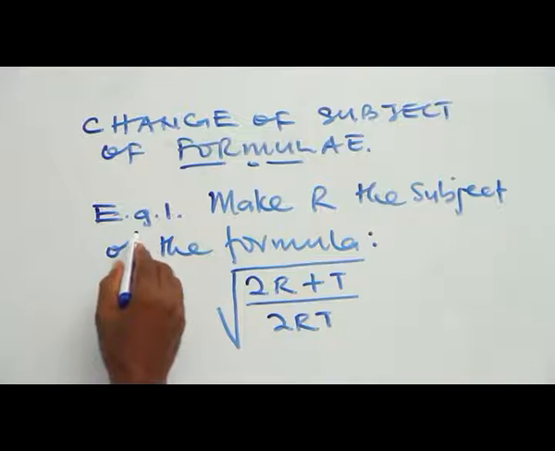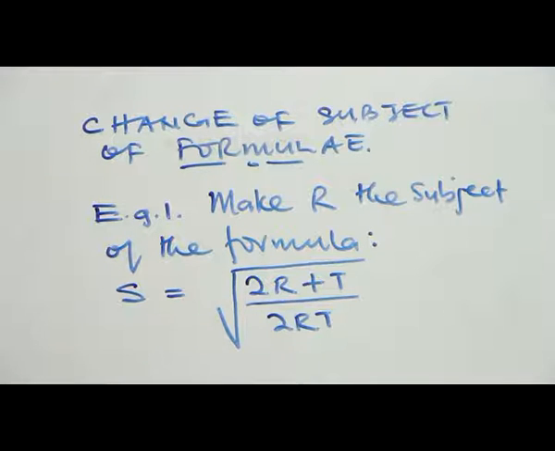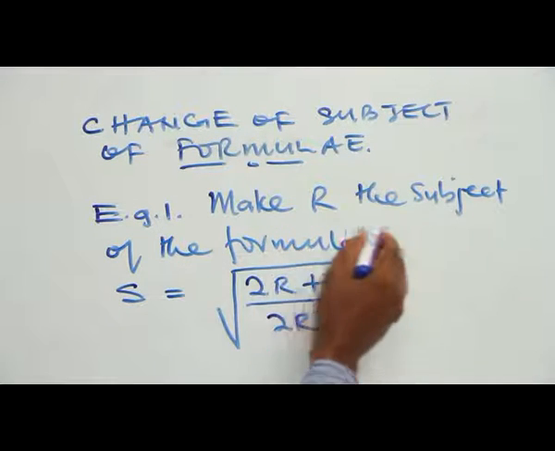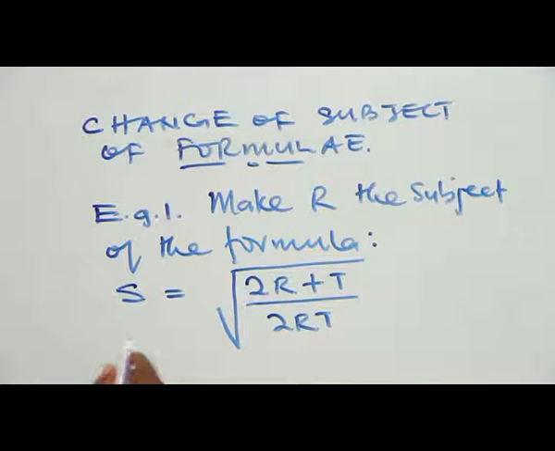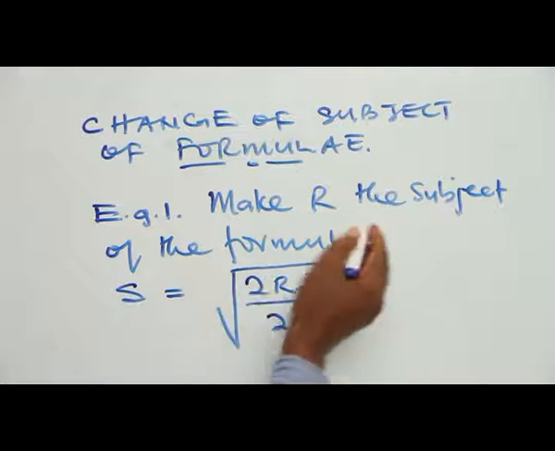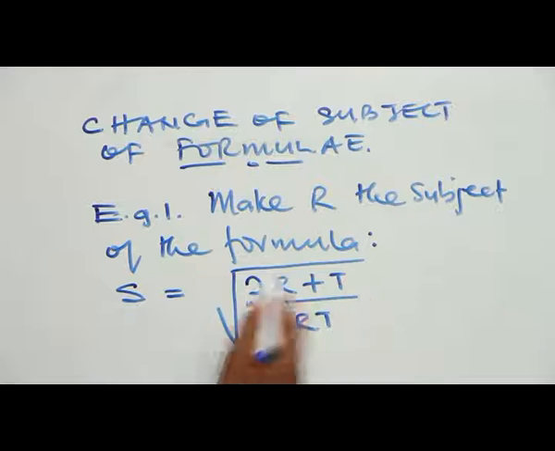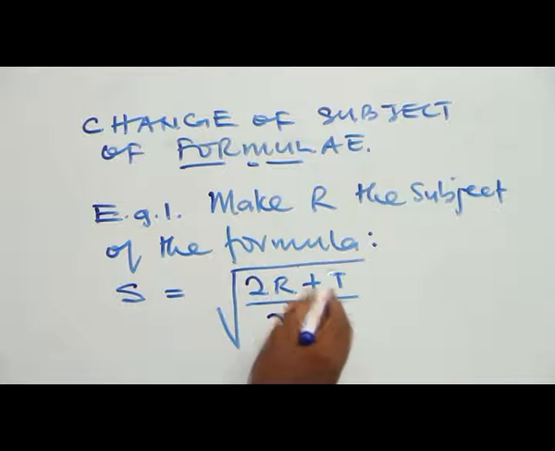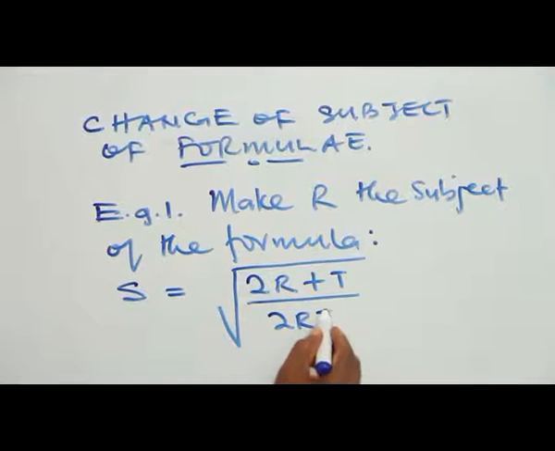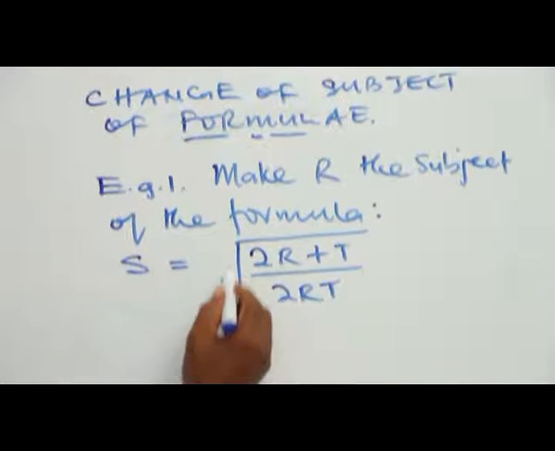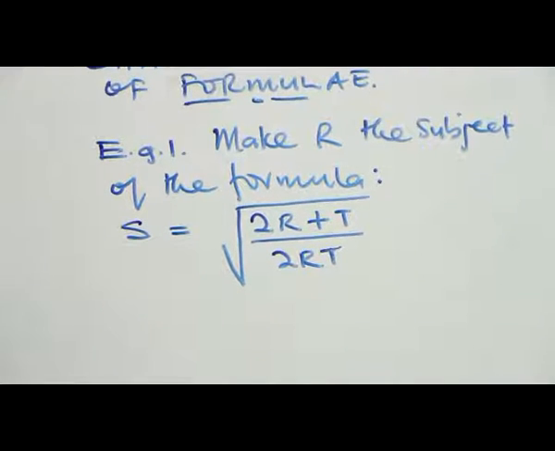We are going to look at the first example here. Make R the subject of the formula. Sometimes they will say, make R the subject of the equation. They are referring to the same thing. And this formula is S equal to the square root of 2R plus T all over 2RT, everything under the square root symbol.